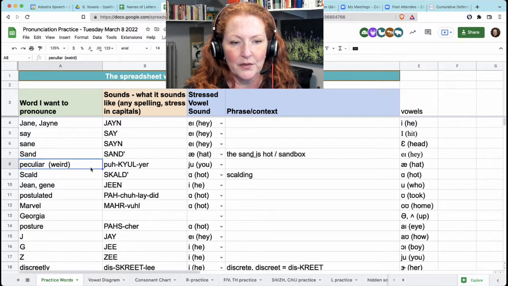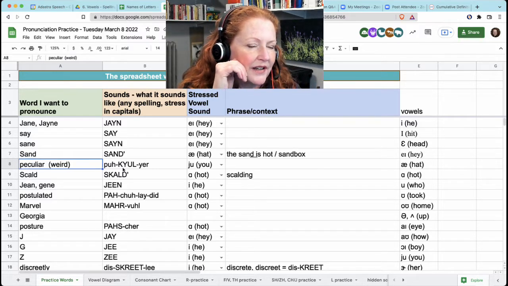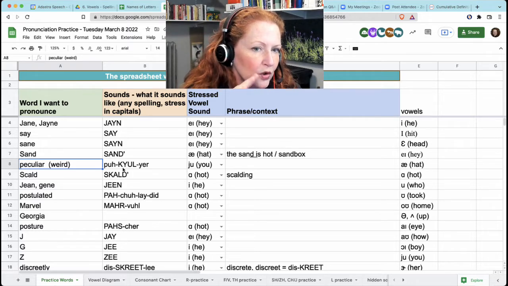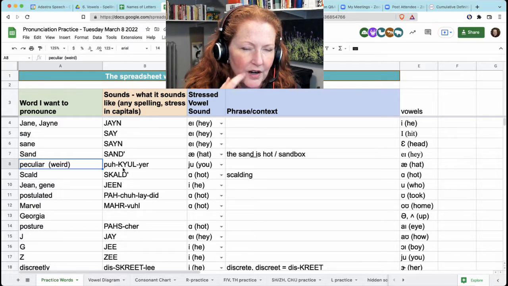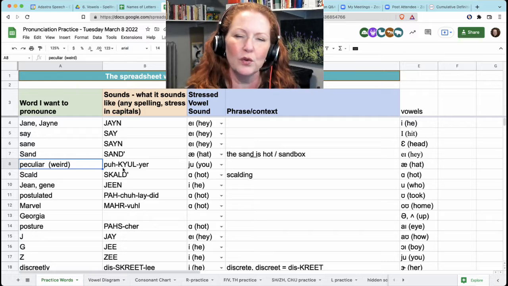Peculiar, which means weird. Peculiar. You have to start with your tongue in a high position. Cule. And then you have to round your lips for the oo and up for the L. Cule. Peculiar.